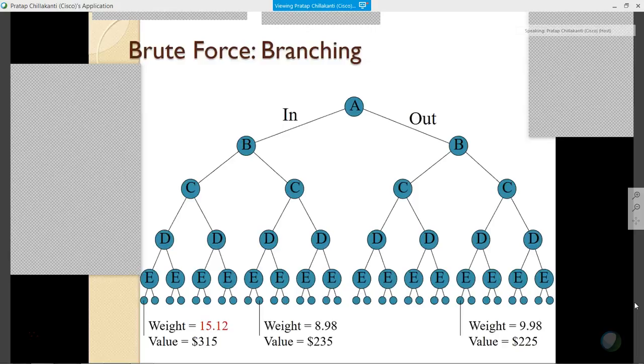Very important to know how this tree is obtained, okay? Pay very close attention to this. Looks simple, but takes a little bit of time to assimilate, okay?